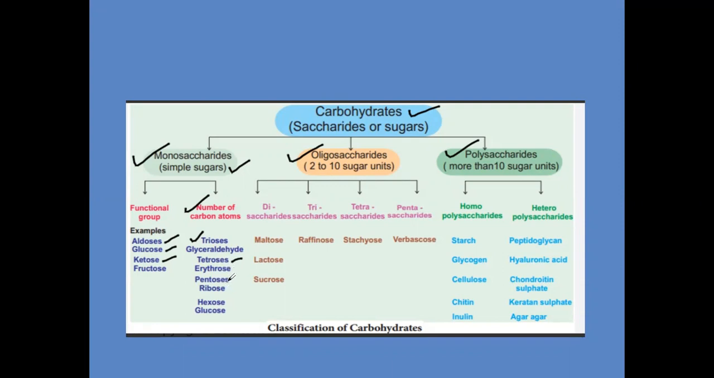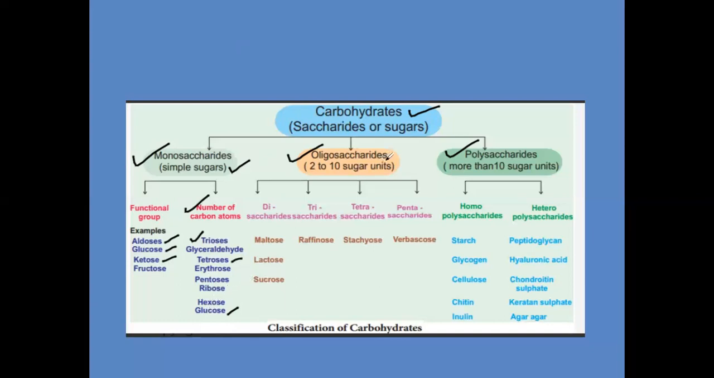And if 5 carbon atoms present, that is called what? Pentose. Pentose example is ribose. And hexose. Example, glucose and fructose. Hexa means 6 carbons. So here 6 carbons, 5 carbons, 4 carbons, and 3 carbons will be present in different types of monosaccharides.